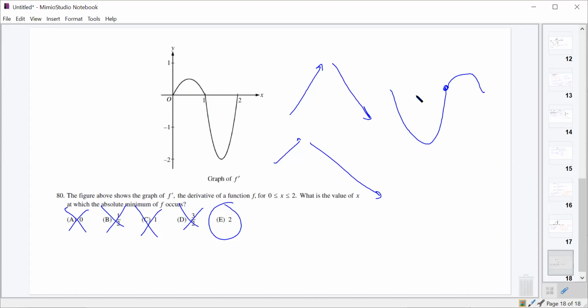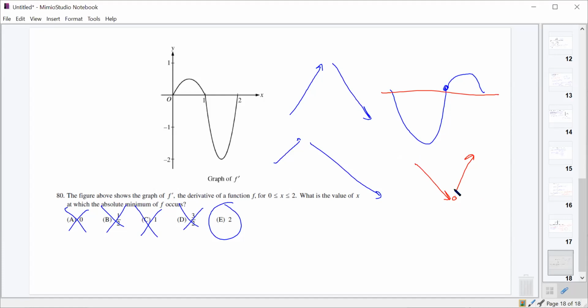Yeah, then that would be at 1, because now our function is, since the derivative is negative, decreasing and then increasing, because the derivative is negative, then the derivative is positive. So we have our absolute minimum at 1. Does that make sense?